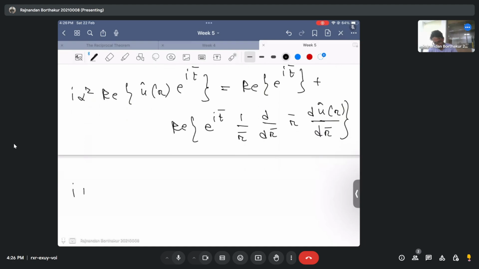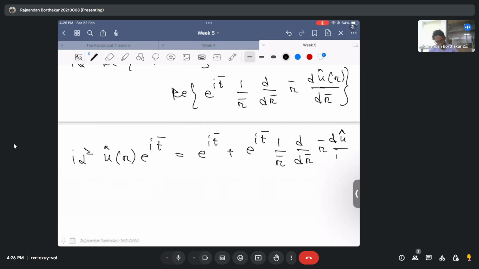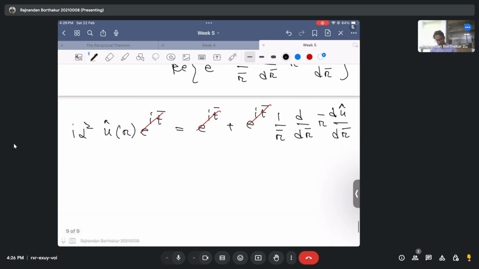So just by disregarding the real part, we'll write i alpha squared u hat of r bar e power i t bar, and I hope you understand the logic of why I am disregarding this, equals e power i t bar plus e power i t bar 1 upon r bar d r bar of r bar times d u hat by d r bar. Then this e power i t bar just gets cancelled out, and we end up with i alpha squared u hat of r bar equals 1 plus 1 upon r bar d r bar of r bar times d u hat by d r bar.